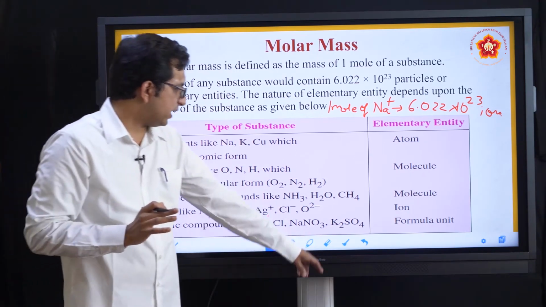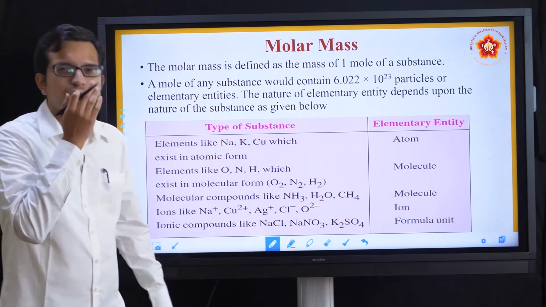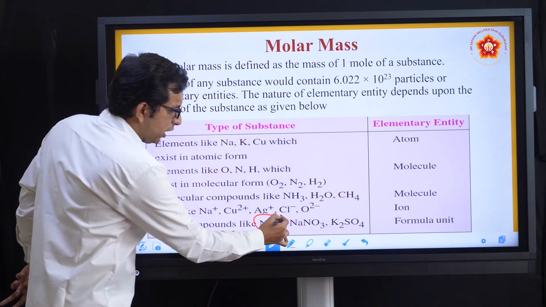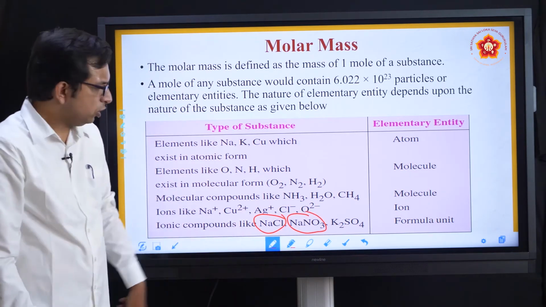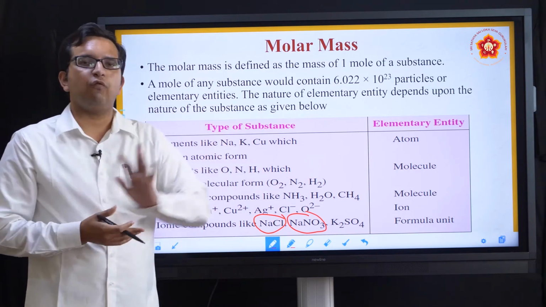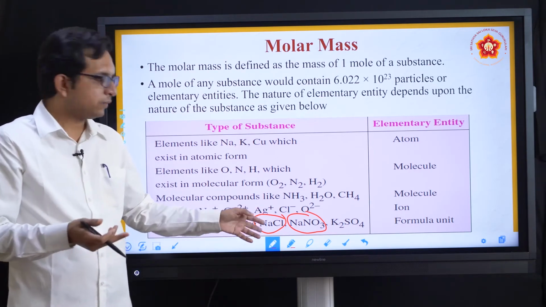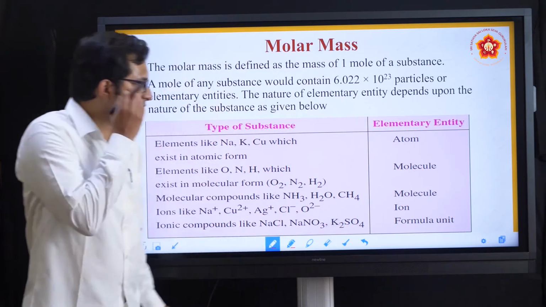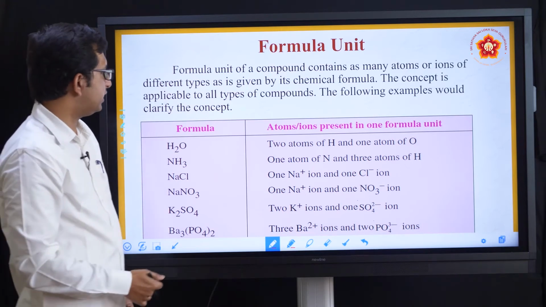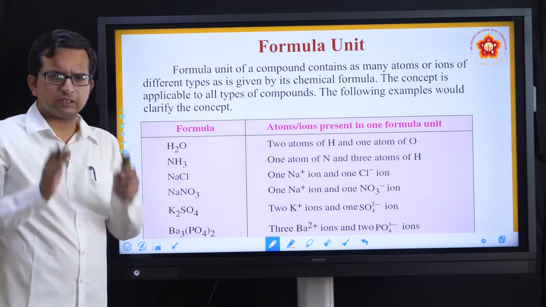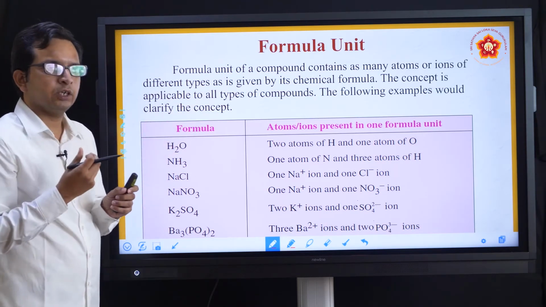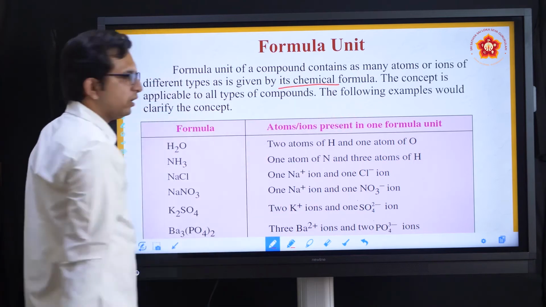Ionic compounds like NaCl, NaNO3 and K2SO4 are called formula units. Now why do we call these formula units? Because these are all stable ionic compounds: NaCl, sodium chloride, sodium nitrate, potassium sulfate. Because they are stabilized, we call them formula units and they have this particular formula. This is the differentiation that you find between atoms, molecules, ions and formula units. So these formula units are nothing but stable compounds which are generated by individual elements. This is how they come across this chemical formula also.